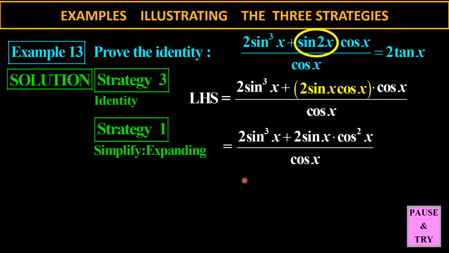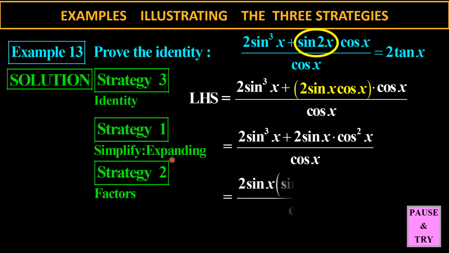So now we try the second one, which is factorize. Is it possible to factorize? Yes, I can factorize. What type of factorization? That's correct. I can take out a common factor being 2 sine x. So I take out the common factor 2 sine x. I end up with sine squared x plus cos squared x. Now, back to number 1. Can we simplify? Can we cancel? No. Right? And I've already just factorized.